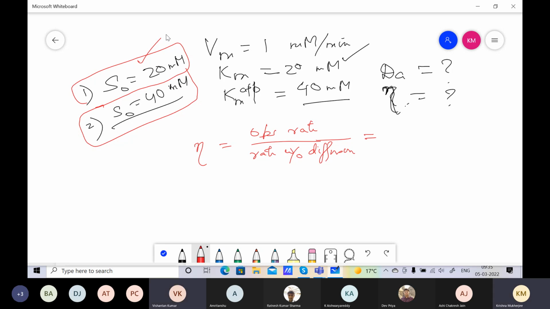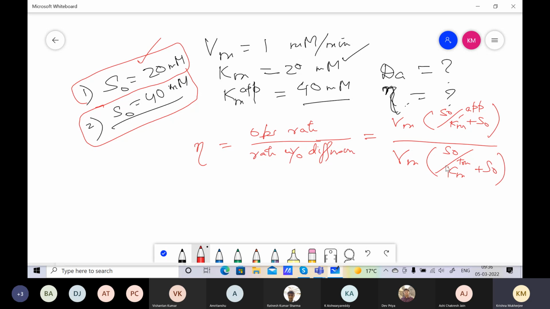So Vm S naught by Km apparent plus S naught. The observed rate will be Vm S naught upon Km apparent plus S naught. Got the point? So it will be S naught, but now it will be Km apparent. And this will be Vm S naught upon Km true plus S naught. So notice I wrote the same thing in different ways.